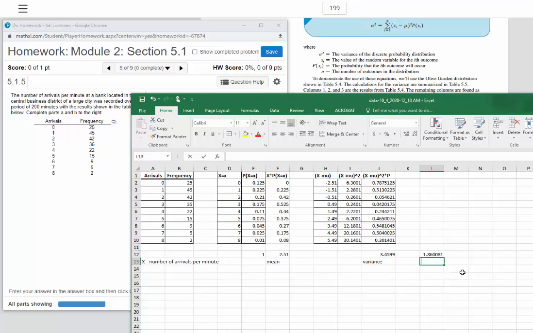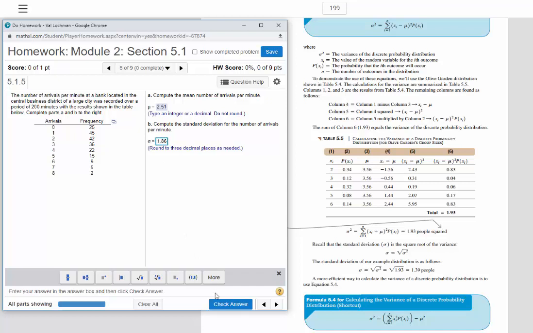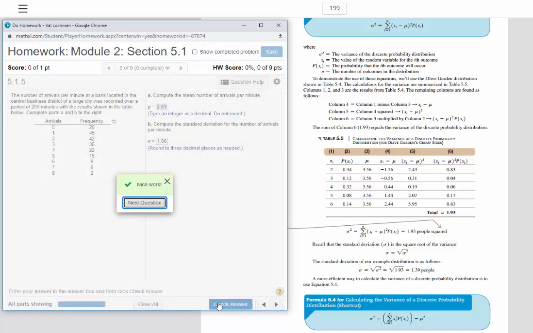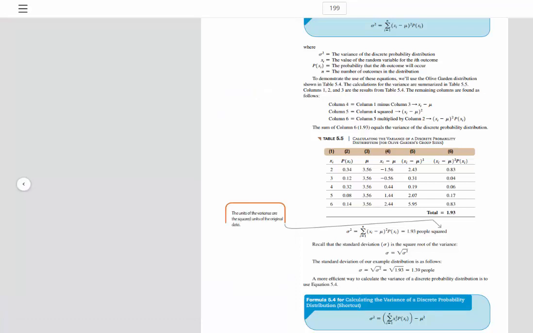So that's my standard deviation, 1.86. If I were to round it to 3 decimal places, that would still be 1.86. Let's go ahead and plug that in. 1.86. Let's check our answer. This looks good.